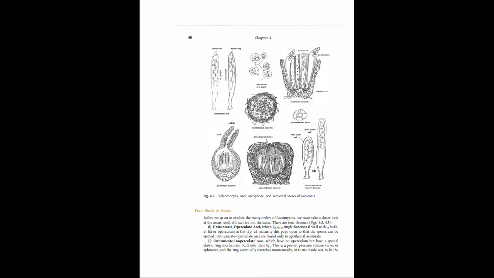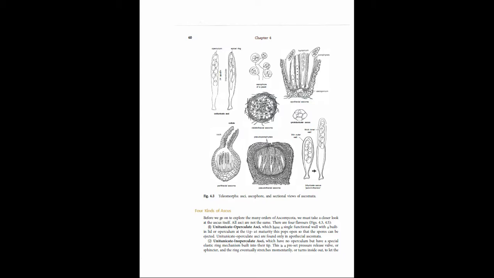Four kinds of ascus. Before we go on to explore the many orders of Ascomycota, we must take a closer look at the ascus itself. All asci are not the same. There are 4 flavors, Figs 4.3, 4.5. 1. Unitunicate operculate asci, which have a single functional wall with a built-in lid or operculum at the tip. At maturity this pops open so that the spores can be ejected. Unitunicate operculate asci are found only in apothecial ascomata.